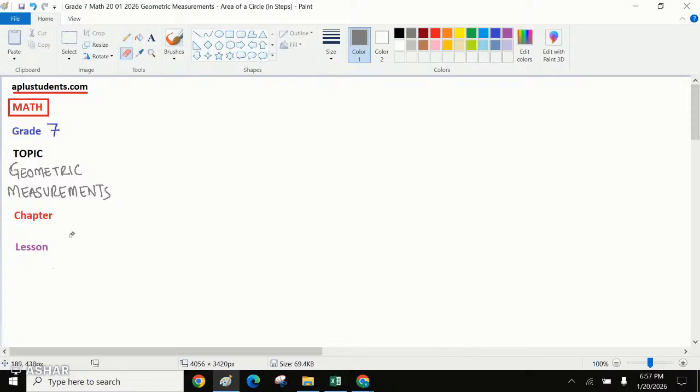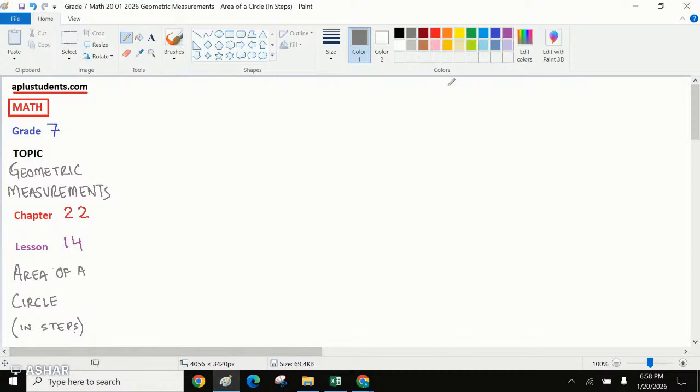Okay. I'll give you the chapter number and the lesson number. Chapter number 22 and lesson number 14. So we are doing chapter number 22 and the lesson for today is lesson number 14, and the name of the lesson is area. You would find the area of a circle in steps, showing all steps. We will do stepwise how we can find the area of a circle.